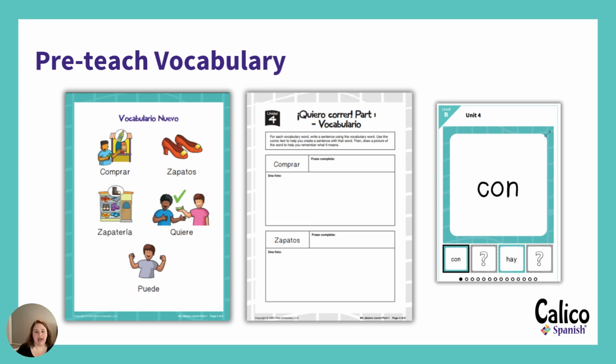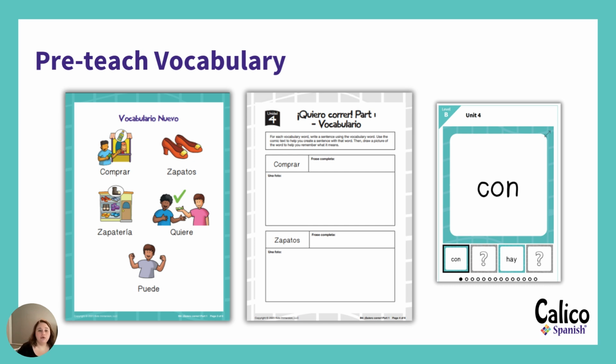So we're going to look at Level B, Unit 4. This comic actually has a part 1 and a part 2. So this comic is called Quiero Correr. And if you look on the left, that is what the vocabulario looks like for the comic. So there is a poster, and learners are either seeing a review of the vocabulary that was in that unit, or there might be a few new things. So for example, zapatería is new, mainly because part 1 of this comic takes place in a zapatería.